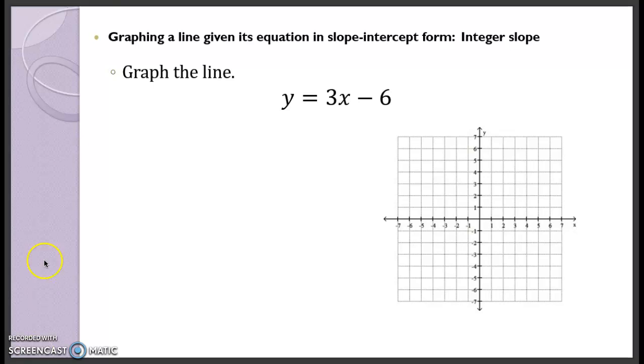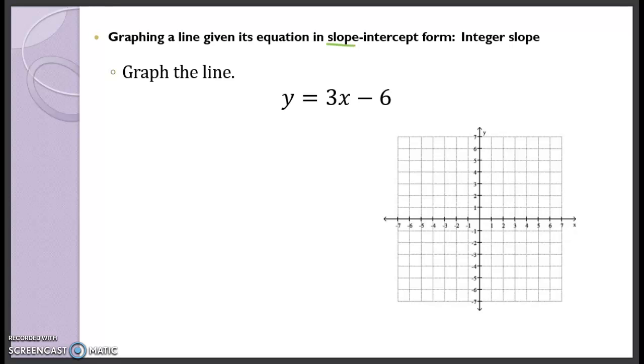Hey everybody! This video is going to talk about graphing a line given its equation in slope-intercept form. So here we're given an equation, y equals 3x minus 6, and we're told to graph the line. So we have a line in slope-intercept form. Slope-intercept form gives us everything we need in order to graph it.